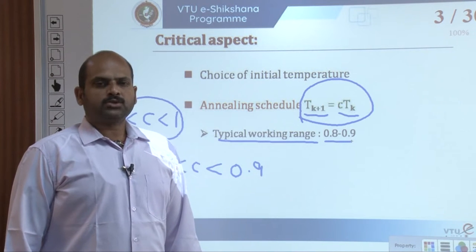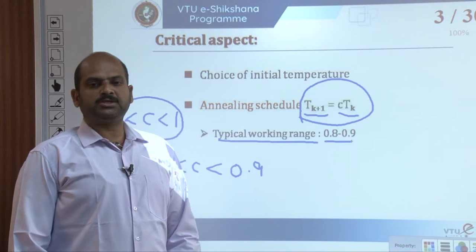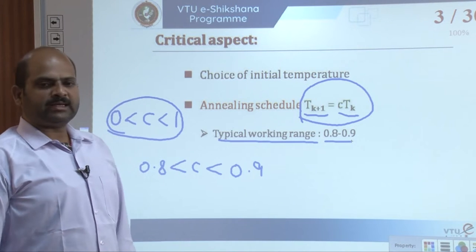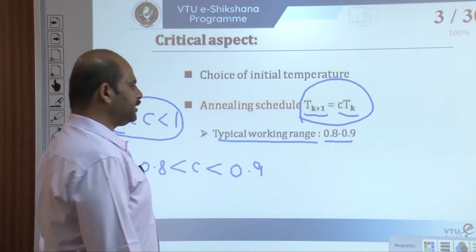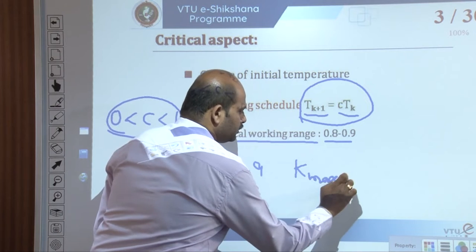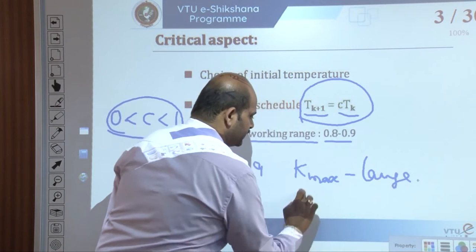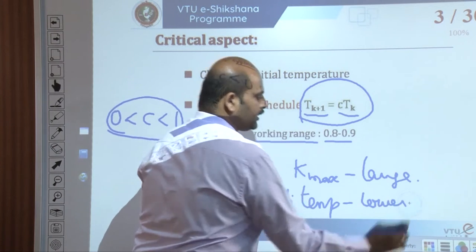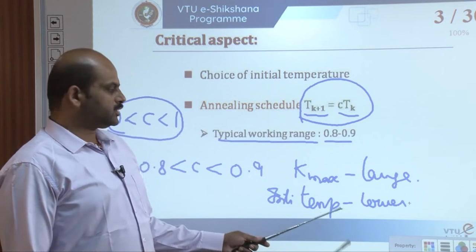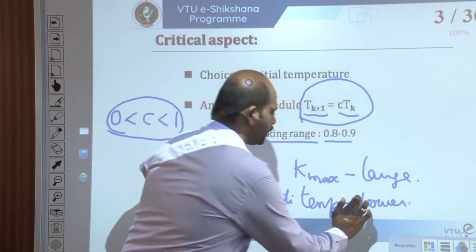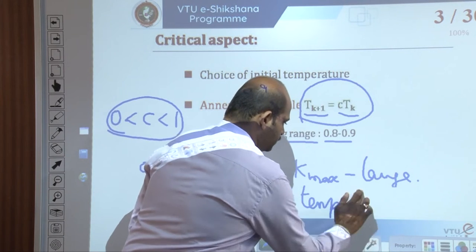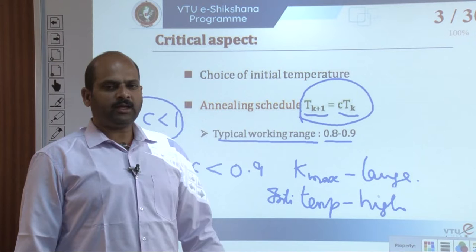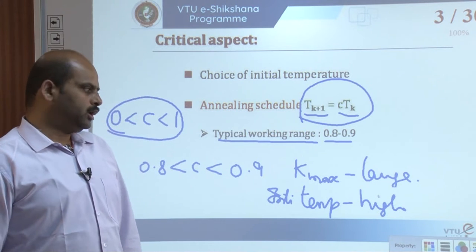The initial temperature should be chosen high, and the maximum iteration index, K max, should be as large as possible. So the K max value should be a large value, and the initial temperature should be a high value. The iteration index value should be assumed as large as possible. We are going to assume that.